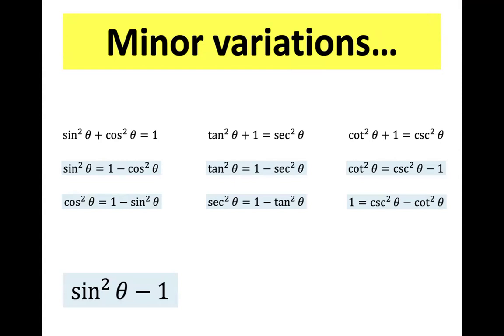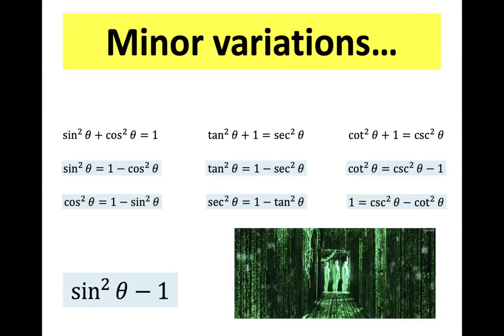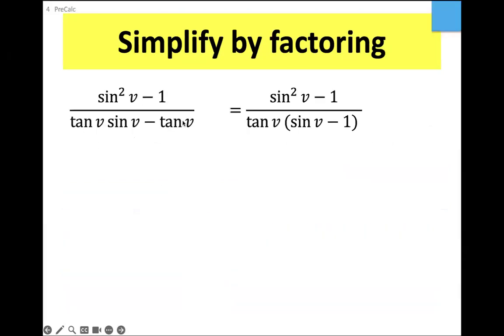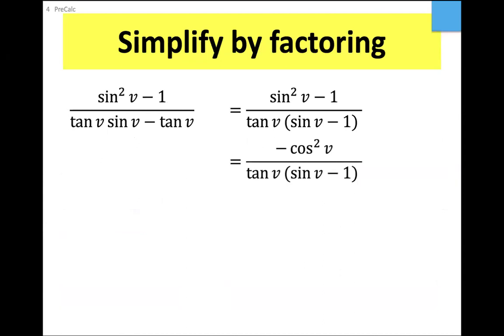I could move the 1 to the left side, the cosine squared to the other side. So I would get a negative cosine squared theta, right? That should have a minus there. So that's a mistake. I caught that in class and I forgot to change it. So that should also have a minus sign right there. All right, so I can replace that. So I can replace the top with that right there.